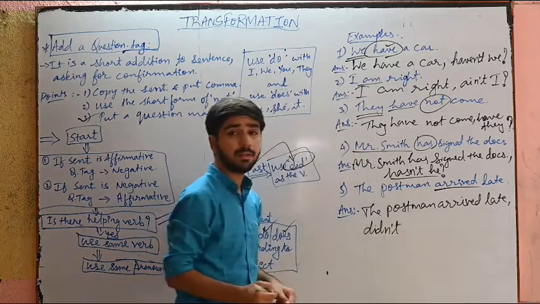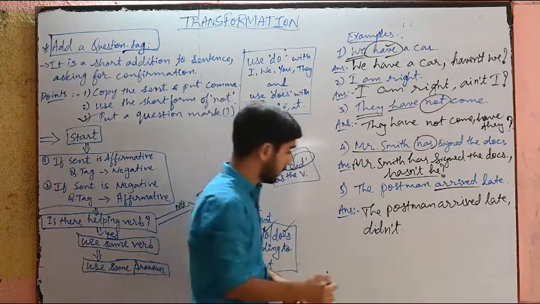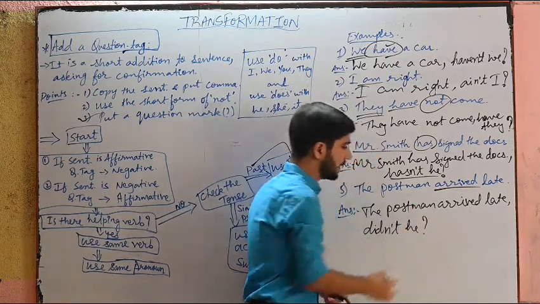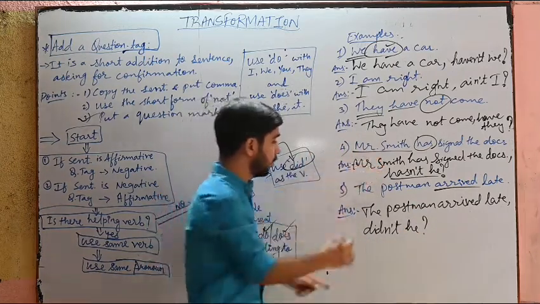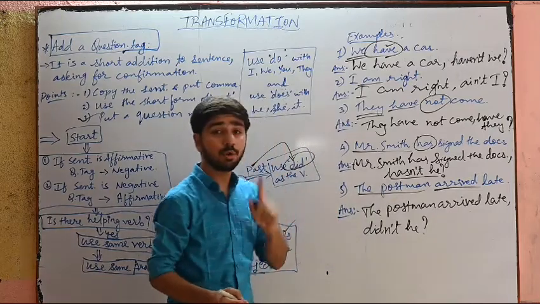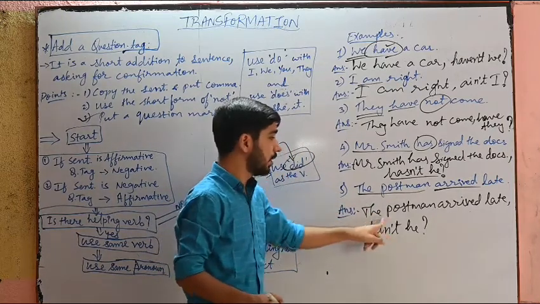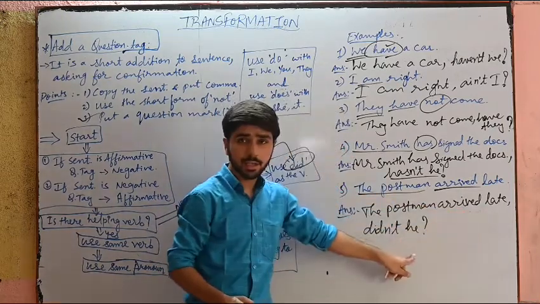Didn't. Then what shall we write? He. As I said in the previous example, you cannot write this subject, you have to write the pronoun. So for the postman, we write he. The postman arrived late. Didn't he?